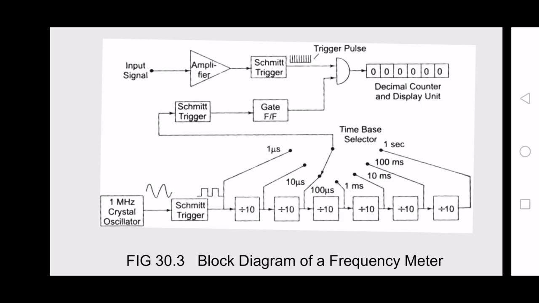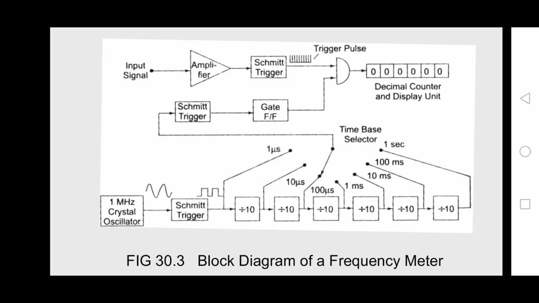For that, the sub blocks we are using start with a 1 megahertz crystal oscillator, which will generate the sine wave. A crystal oscillator is a standard oscillator which generates the sine wave. At 1 megahertz, the time period of the signal will be 1 by 1 megahertz, that is 1 microsecond.